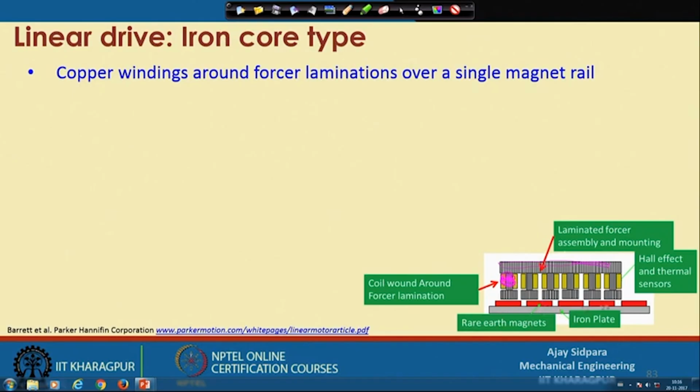This is the iron plate, and some sensors are used for position sensing or current sensing, that is Hall effect, and the thermal sensor. We require thermal sensors because applying very high electrical current may cause a heating effect. So, we have to reduce that heating effect for continuous and smooth motion. Right. So, copper winding around the forcer lamination over a single magnet rail. We have only one rail of the magnet, so this is called a single rail magnet.